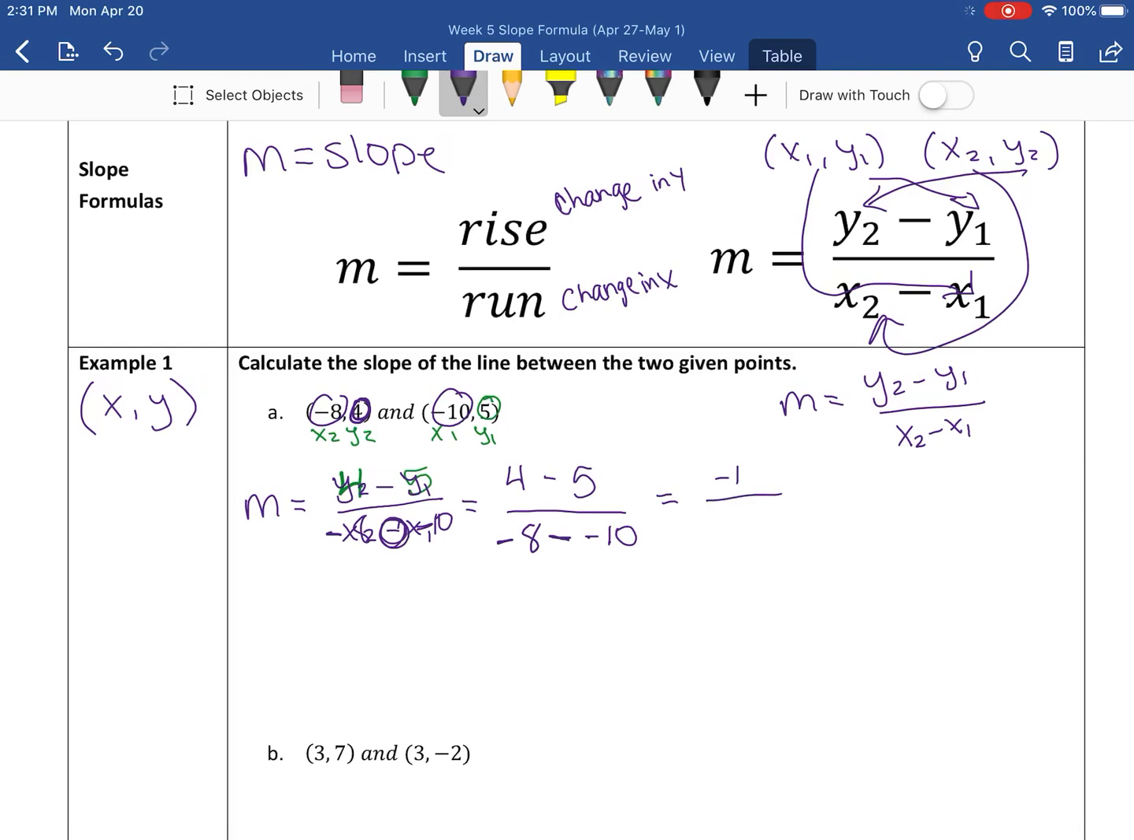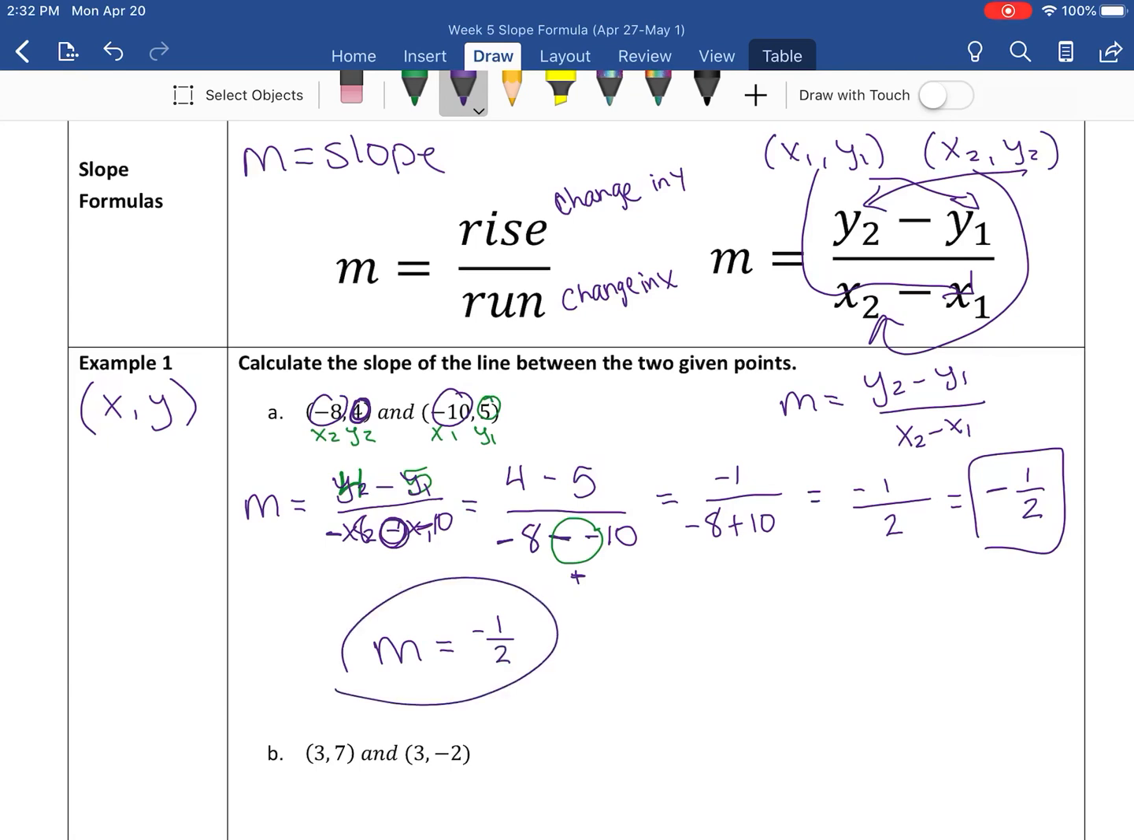-8 minus the -10. Thinking back, remember that 2 negatives mean this is positive, so we really want to know what -8 plus 10 is. And you could use your calculator for these if you wanted. So -1 is still -1, and -8 plus 10 is +2. So our slope is -1/2. That is our slope. That is what m equals. And we found that just by using this formula.